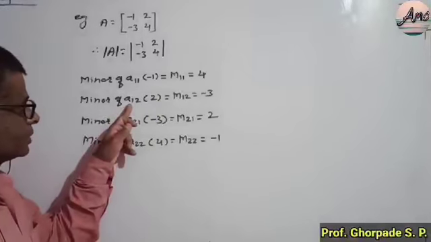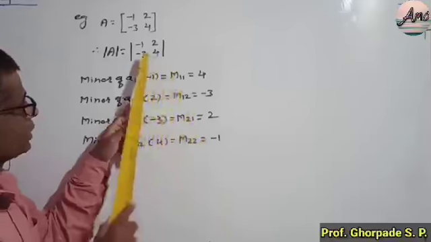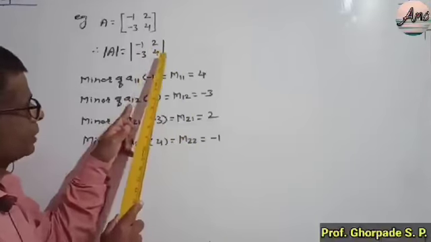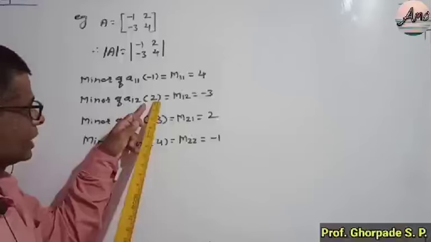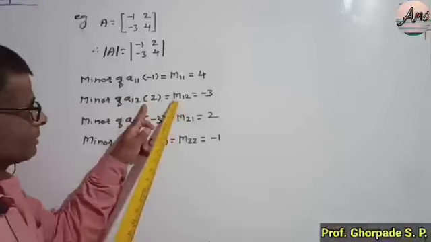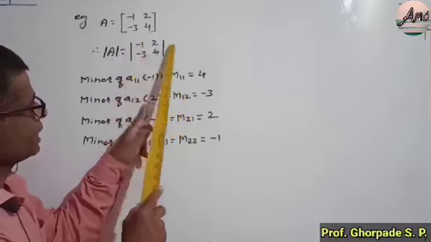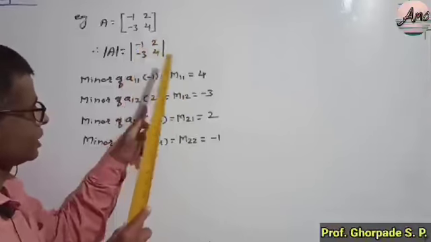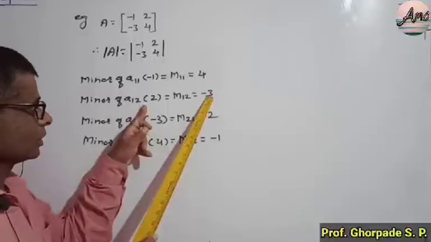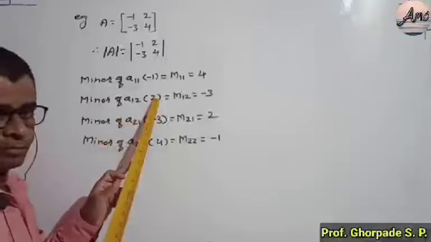Similarly, minor of A12. A12 is the element present in first row, second column. So in first row, second column, 2 is present. So we are obtaining the minor of 2 here. So the minor of A12 is denoted by M12, which is obtained by deleting first row, second column. If you delete first row, second column, you will get a minus 3. So this minus 3 is to be considered what? The minor of this 2.